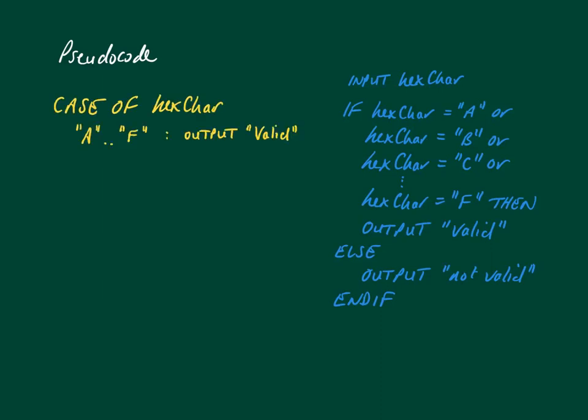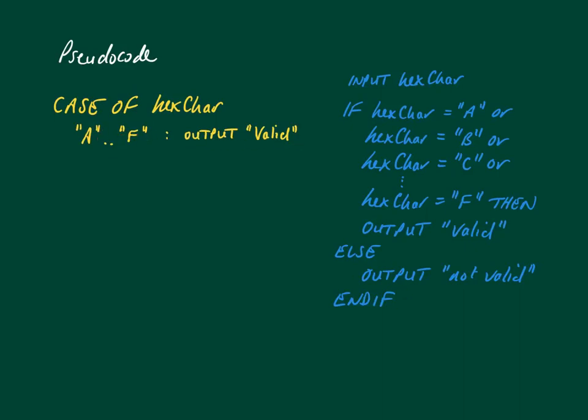And so we start with case of hex char. Now what that does is it just loads the value of hex char into the processor's memory, and then it proceeds to test each individual case within this statement. So with the if statement, it was testing whether hex char was equal to A or B or C or D or E or F. But in the case statement, you can have a single line that says A dot dot F, which shows that it's a range of values. And then if that is the case, if that's true, then you can output valid.